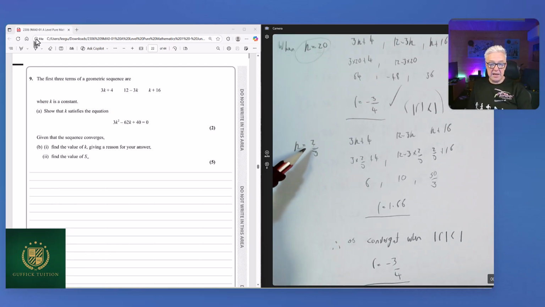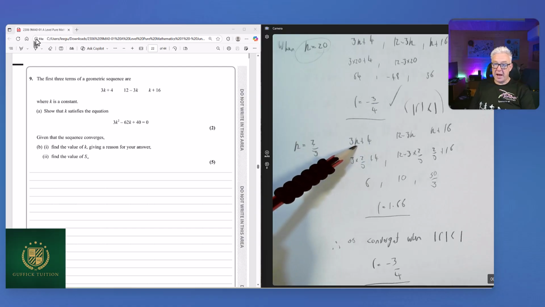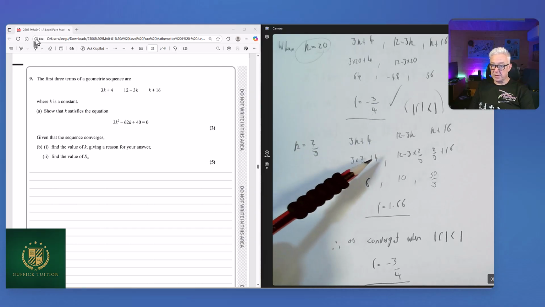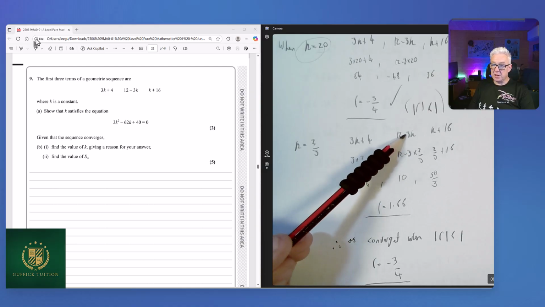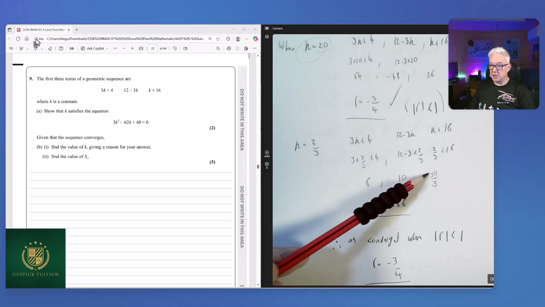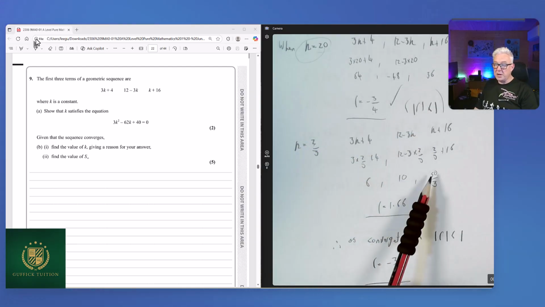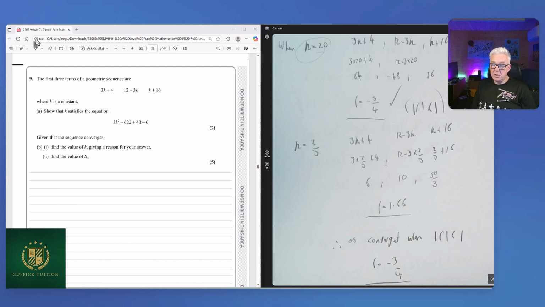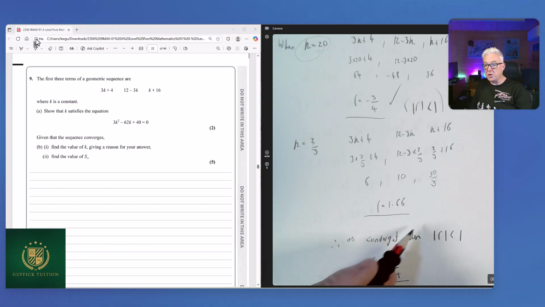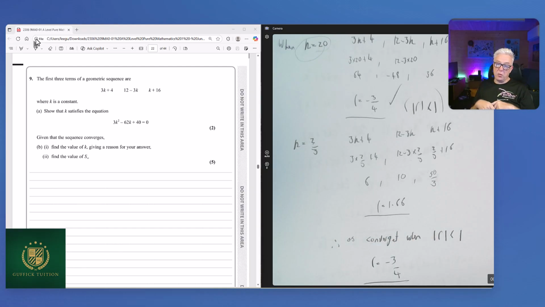So when k is 2/3, we have 3k add 4, which is 3 times 2/3 add 4, which is 2 add 4, so 6. The next term turns out to be 10. The next term turns out to be 50/3. Now when you divide 50/3 by 10, you get 1.6 recurring, or 1 2/3. And when you divide 10 by 6, you get the same answer. So here we have a common ratio which is larger than 1, okay?